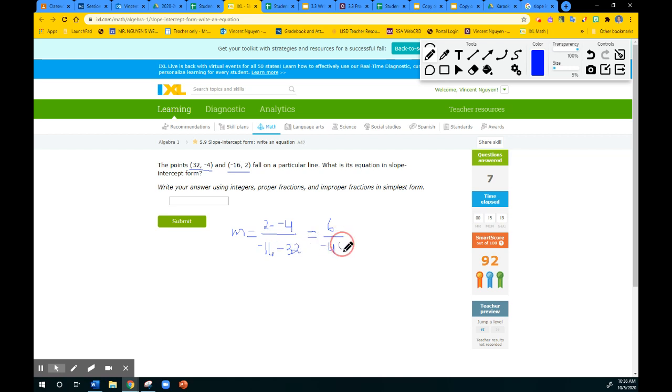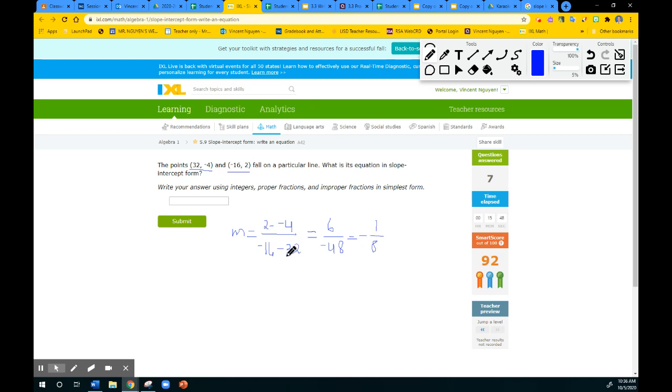Oh, I can simplify this. 6 goes into 48 8 times. So it's going to be 1 up here. My slope is negative, so I'm going to put negative in front. And then 1 over 8, because 6 goes into 48 8 times. So my slope is negative 1/8.